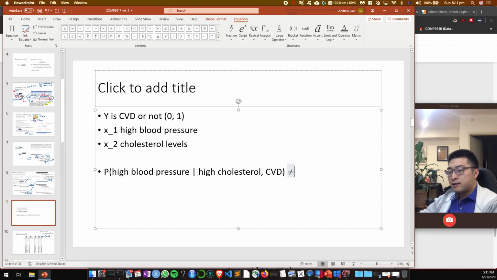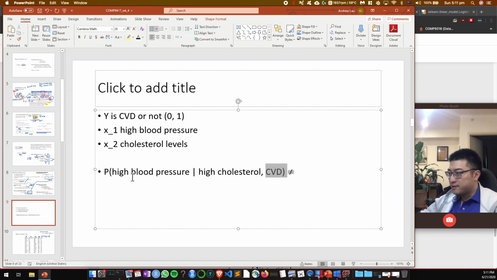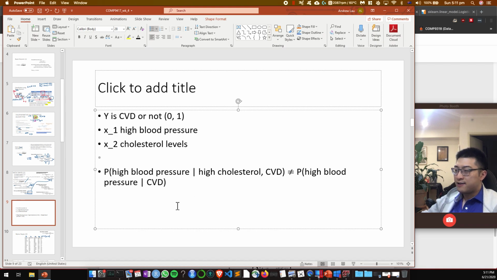as the probability of this, right? And this effectively is the naive Bayes assumption. The naive Bayes assumption just says that, given the target, given cardiovascular disease, your target, your feature is independent of all the other guys.